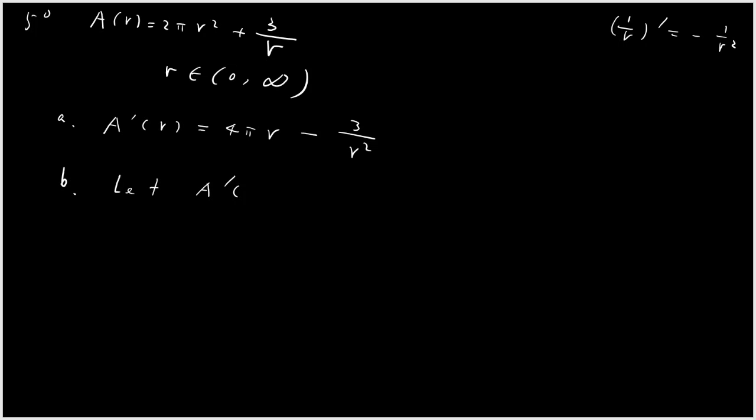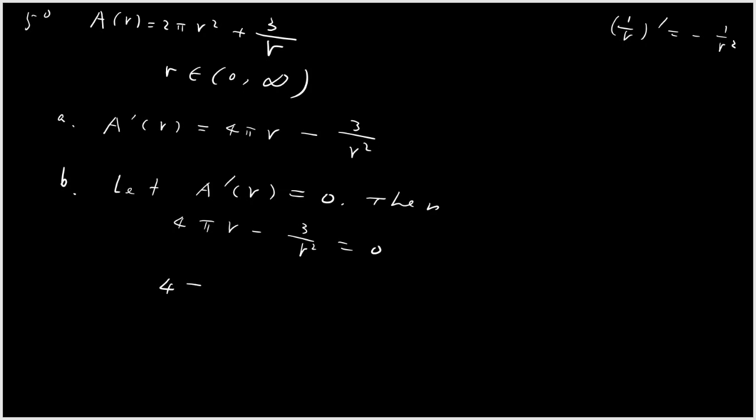Again, the critical numbers are the values of r at which the derivative is equal to 0. We set the derivative to be 0, and then we have 4 pi r minus 3 over r squared is equal to 0. I think we have seen how to solve an equation like that. This time the numbers are going to be a little bit weird, so I will solve it for you.